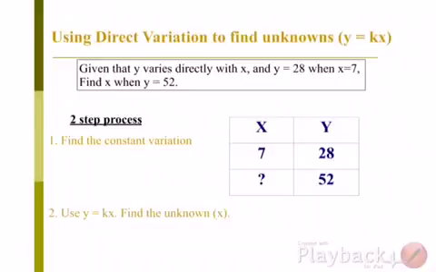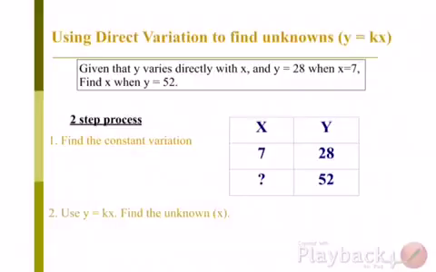In the last two questions, we were trying to find the constant of proportionality, which was the k value. So once we've done that, we can now apply it and find other missing values. Given that y varies directly with x, and y is equal to 28 and x is equal to 7, find x when y is equal to 52.